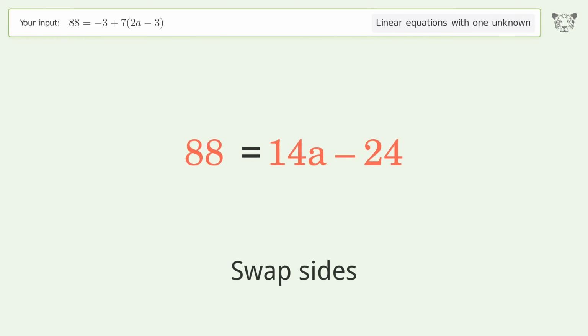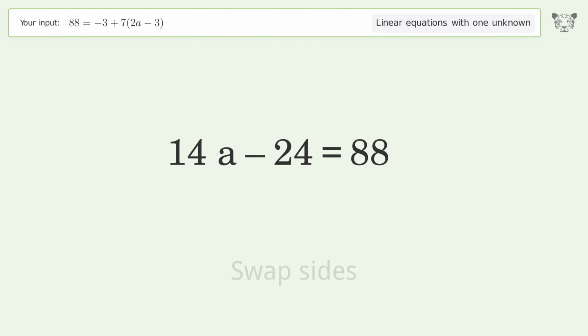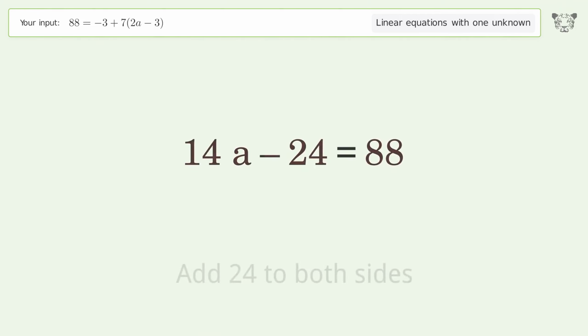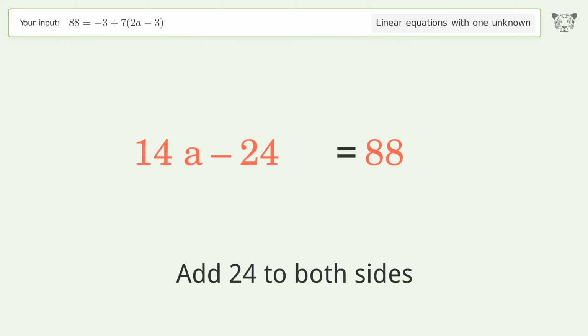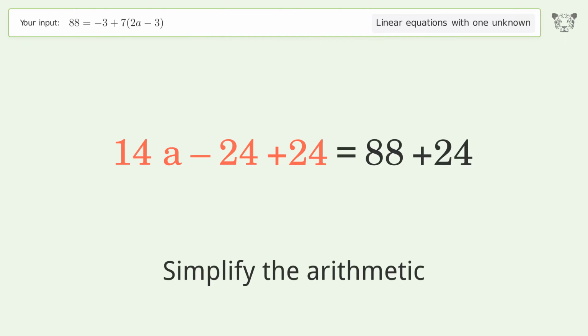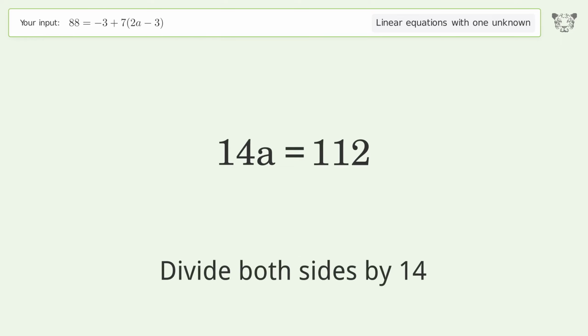Swap sides. Group all constants on the right side of the equation. Add 24 to both sides. Simplify the arithmetic. Isolate the a. Divide both sides by 14.